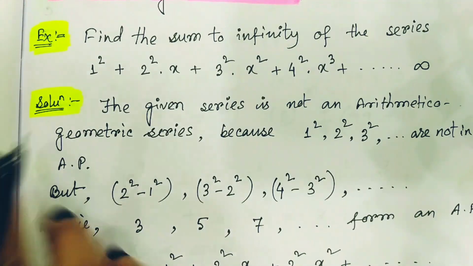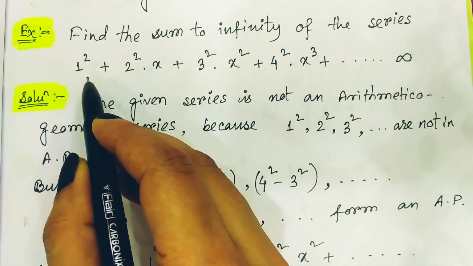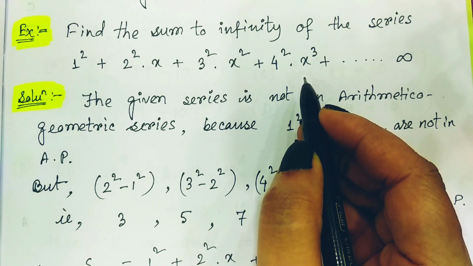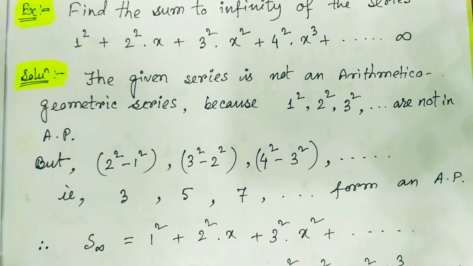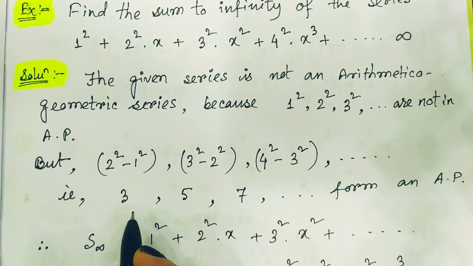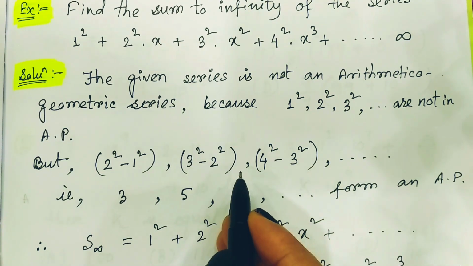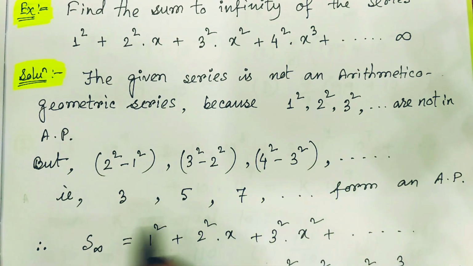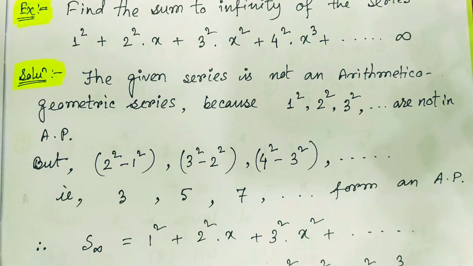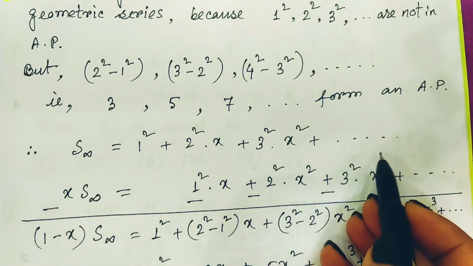This is not an arithmetico-geometric series initially. Here in this series, 1 square, 2 square, 3 square, 4 square are neither in AP nor in GP. So what to do? We will observe that 2 square minus 1 square, its value is 3. Then 3 square minus 2 square, its value is 5. Then 4 square minus 3 square, its value is 7. So this 3, 5, 7 is forming an AP.